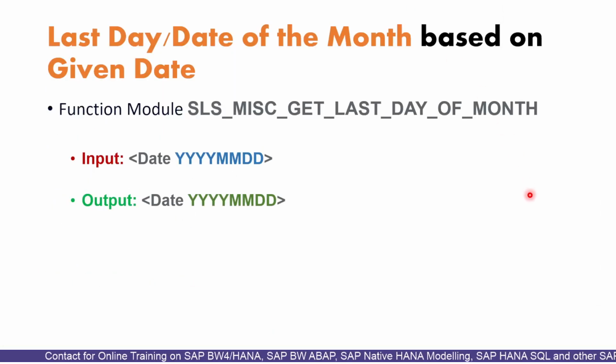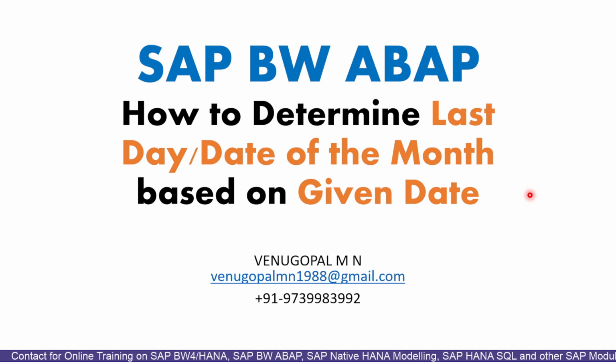Hopefully you guys could understand how you can determine the last day of a month based on a given date.